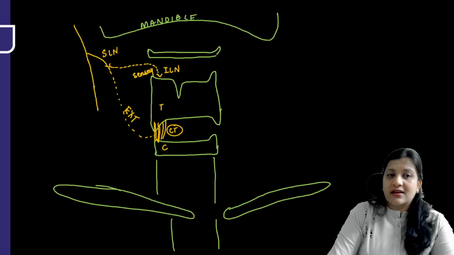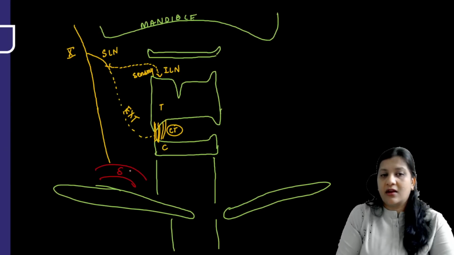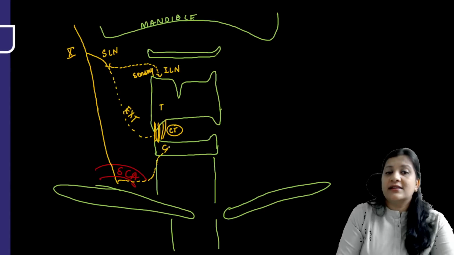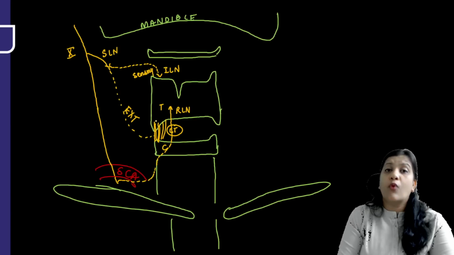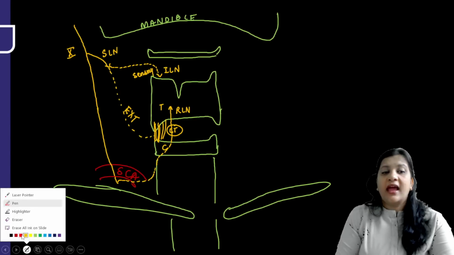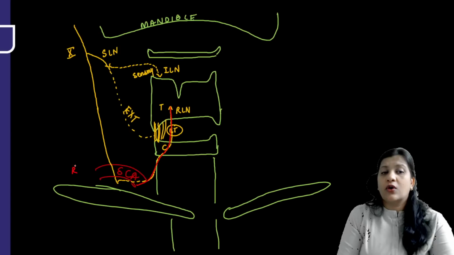Now this vagus nerve continues down into the neck, and at the level of the subclavian artery on the right side, it gives rise to a branch. This branch is your recurrent laryngeal nerve. It winds around the subclavian artery and supplies the larynx below the level of vocal cord. The recurrent laryngeal nerve supplies below the level of vocal cords and it is motor to all the muscles of the larynx except cricothyroid. So this is the course on the right side.